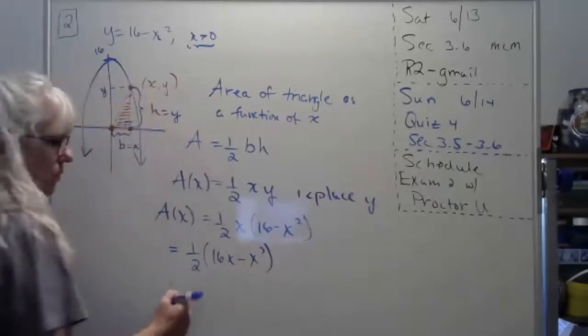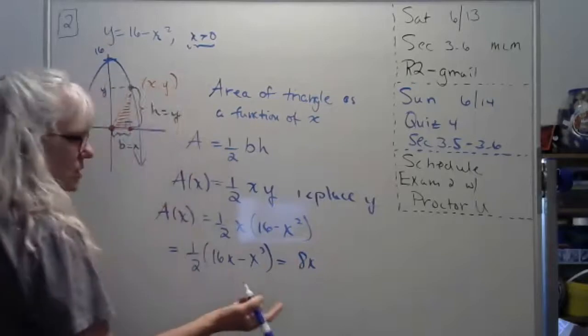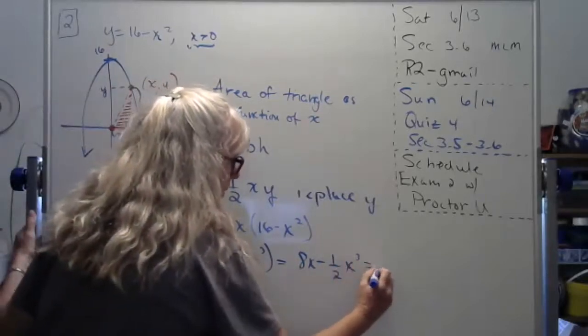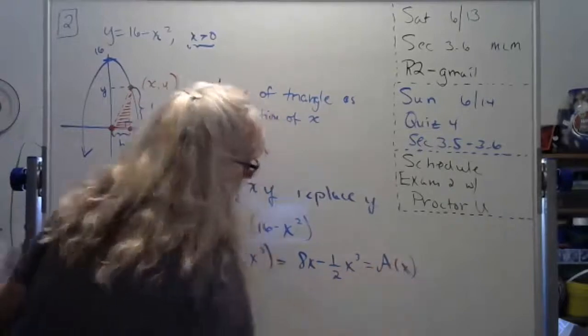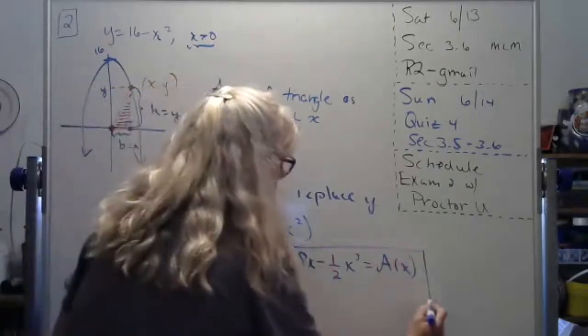And then I'll distribute in the 1/2. So 1/2 of 16 is going to give me 8x. 1/2 of the x cubed I can't do, so I'm just going to write it as minus 1/2 x cubed. And that's our function in terms of x. So we're done. We did exactly what they said to do.